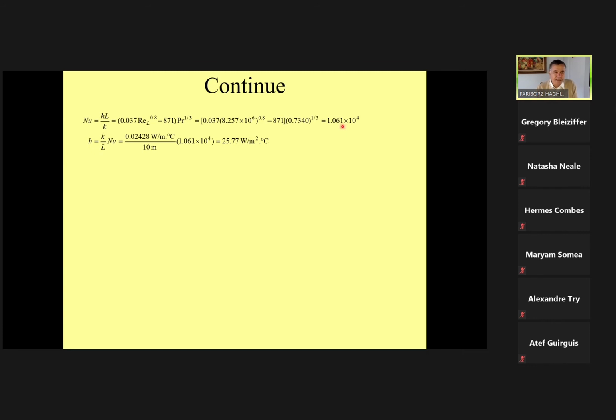Okay, can you explain what that means? Let's say the Nusselt number is 10,000. What does that mean, my friend? Somebody explain to me. The Nusselt number is 10,000. What does that mean? That means the contribution of convection compared to conduction is 10,000 times more. Therefore, you have air going through here.